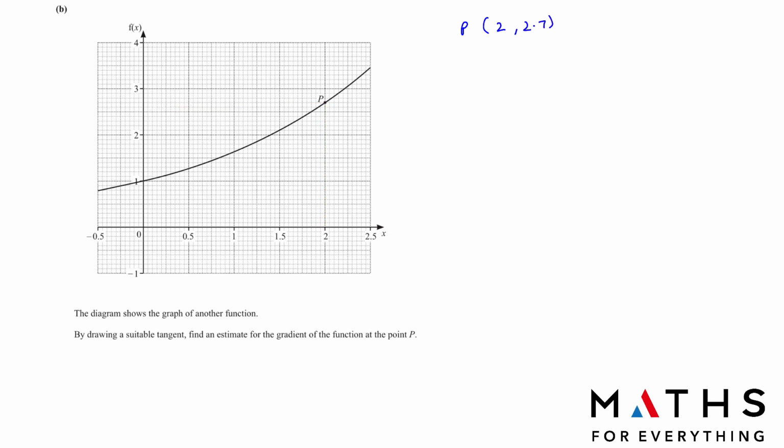Now for gradient, we need another value. We need 2 points, right? To use the gradient formula y2 minus y1 over x2 minus x1. So let's draw a tangent from P. When you're drawing a tangent, try to draw it so that you get one of the corner points of the squares, like this, any point. It makes it easy to find the coordinates.